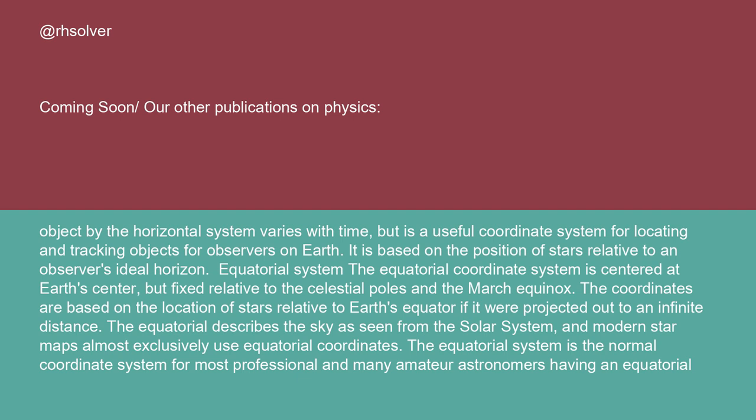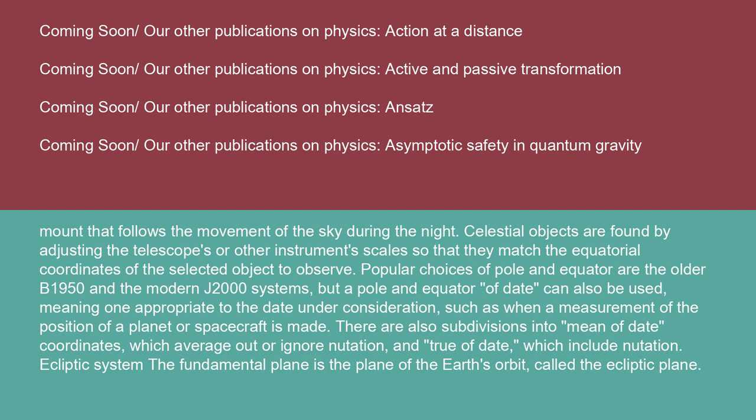Equatorial system: the equatorial coordinate system is centered at Earth's center, but fixed relative to the celestial poles and the March equinox. The coordinates are based on the location of stars relative to Earth's equator if it were projected out to an infinite distance. The equatorial describes the sky as seen from the solar system, and modern star maps almost exclusively use equatorial coordinates. The equatorial system is the normal coordinate system for most professional and many amateur astronomers having an equatorial mount that follows the movement of the sky during the night. Celestial objects are found by adjusting the telescope or other instrument scales so that they match the equatorial coordinates of the selected object to observe.